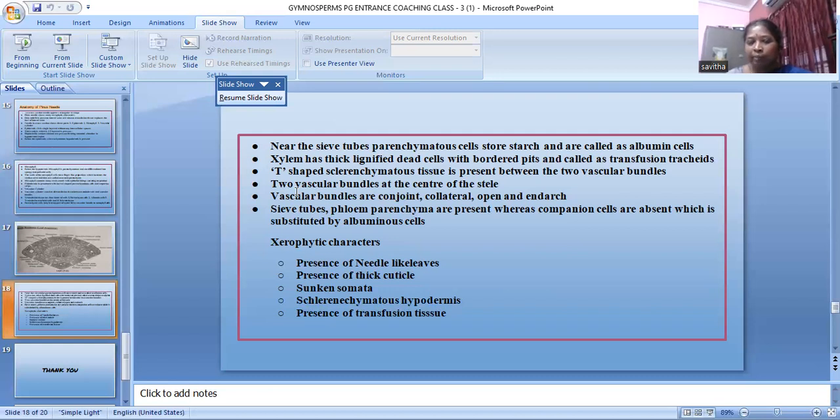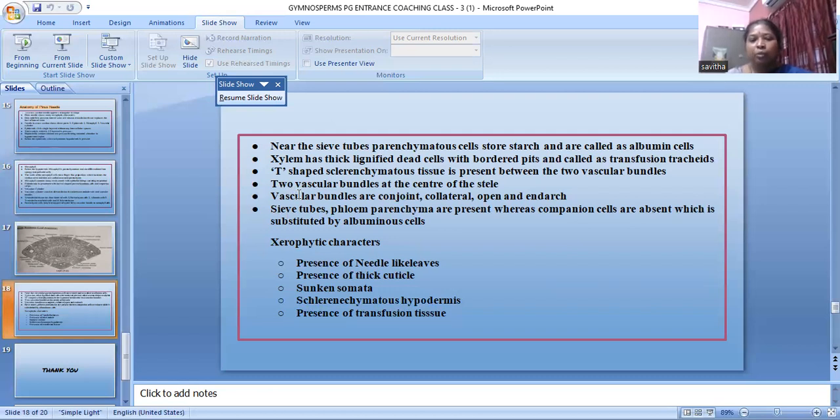There are two vascular bundles present in the central part of the leaf. These vascular bundles are conjoined, collateral, open, and endarch in nature. Conjoined means they are present side by side; collateral, they are present on the same radius; and open, they have the cambium in between. Endarch means the protoxylem is towards the medulla side.